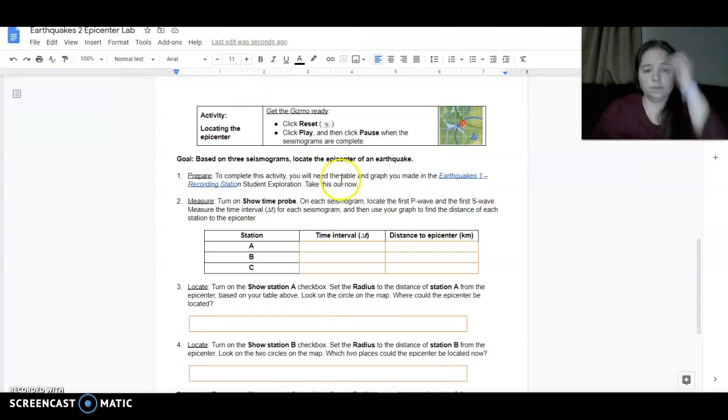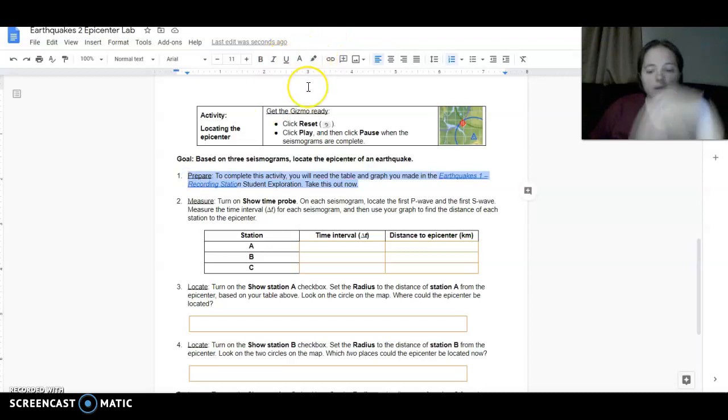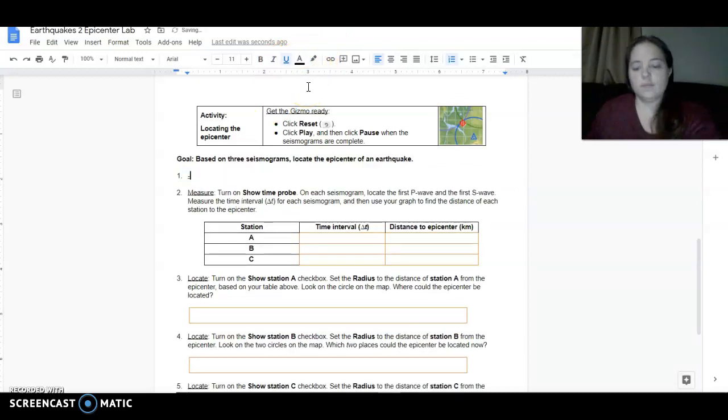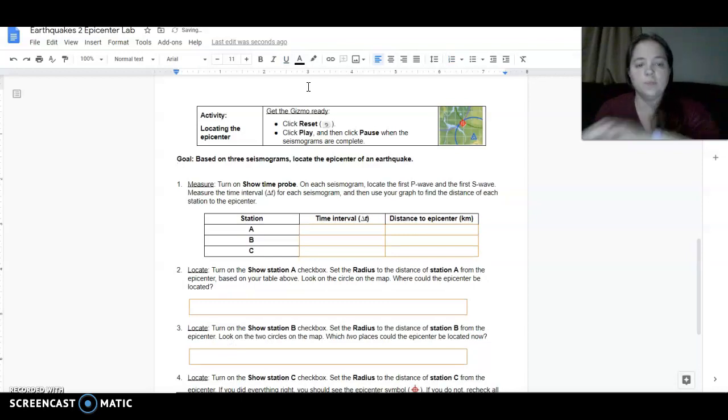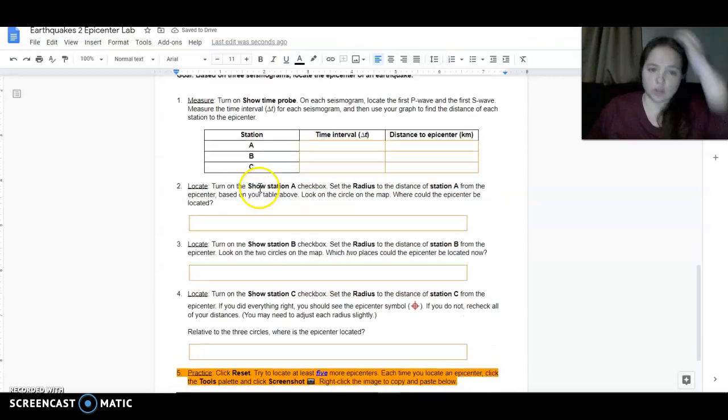Oh, sorry. Going all over the place. To complete this activity, you will need the table and graph you made in the Earthquakes 1 recording station student exploration. Take this out now. So we are not going to have that. I'm going to pretty much go like this and just get rid of 1. So 1, we're going to measure.